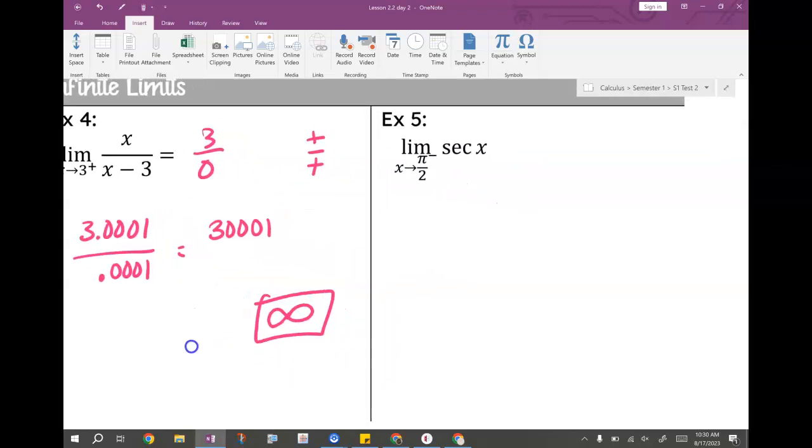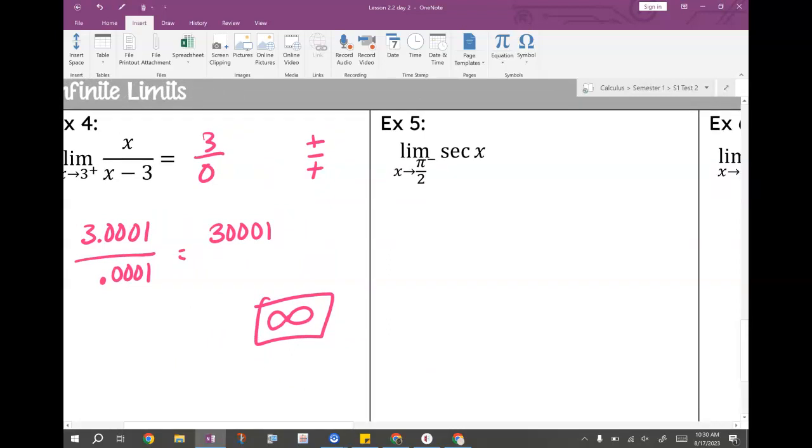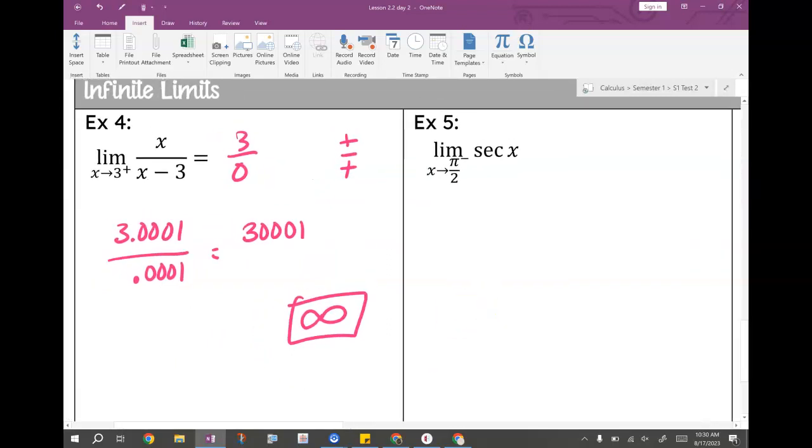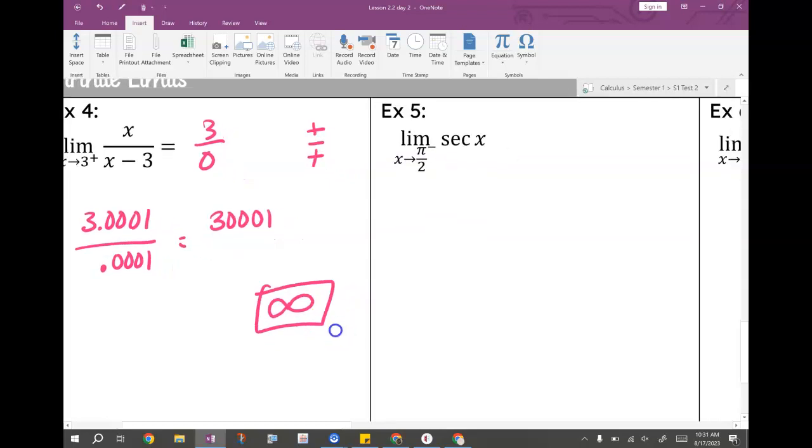Okay? If it was 3 approaching from the left, would it be the same answer? Let's see. So 3 approaching from the left, you would just do it in the same way, and it would end up being the same.